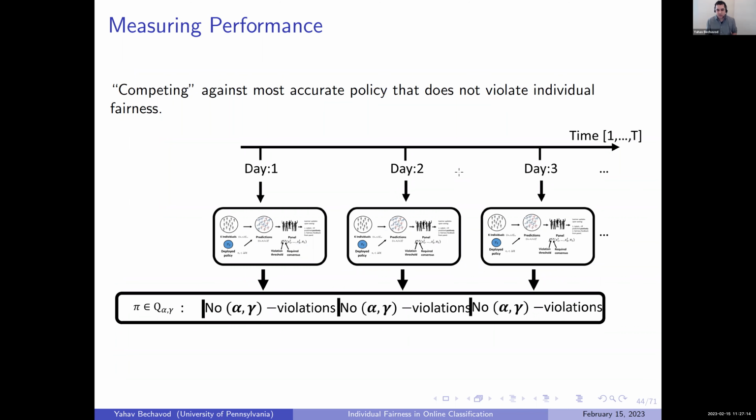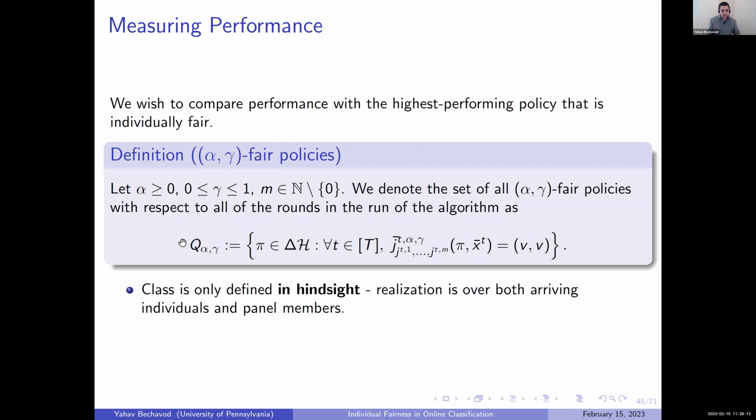So how do we measure performance in this setting? We want to be competitive against the most accurate policy that does not violate individual fairness. What does it mean? If this is pi, and this is the most accurate policy in this class, Q alpha gamma means that there are no alpha gamma violations on the specific individuals, on the specific panel in each of these rounds. Think of each of these rounds as having K different individuals and M different panelists. And this panel can also be adversarially chosen or chosen in any way. So look at all of the policies that do not have alpha gamma violations on each of these days, and we want to be competitive with the most accurate one.